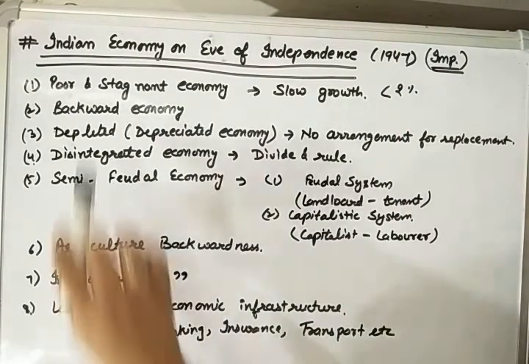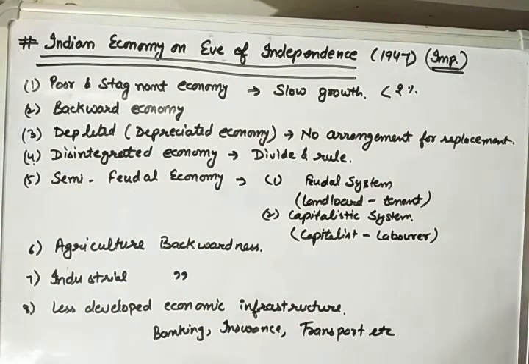After that, we have a backward economy. We can say backward because it was underdeveloped due to many reasons, like low productivity. There were no resources to use modern methods in agriculture, so we were using traditional methods of agriculture, and many others.